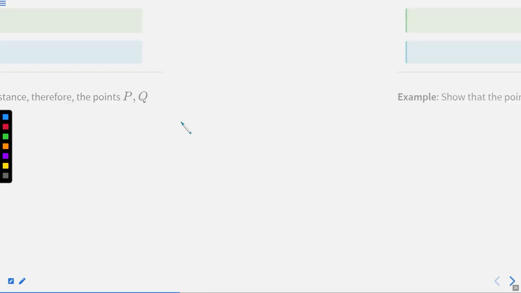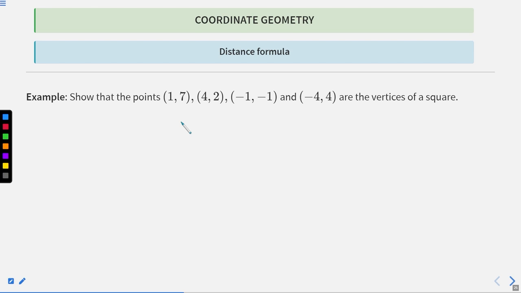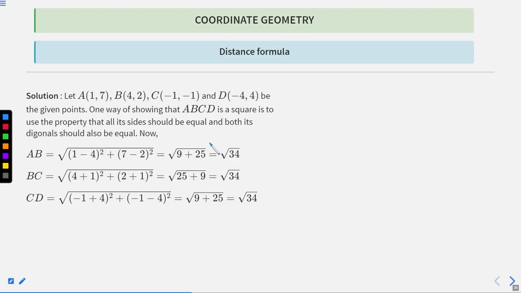Okay, and in the next example, here we have to show that the points (1,7), (4,2), (-1,-1), and (-4,4) are the vertices of a square. Okay, so here we have been given some coordinates of the points, and we have to show that these 4 points are the vertices of a square. Okay, so let us show this. So here we let A (1,7), B (4,2), C (-1,-1), and D (-4,4) be the given points.